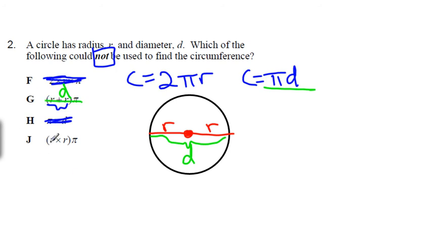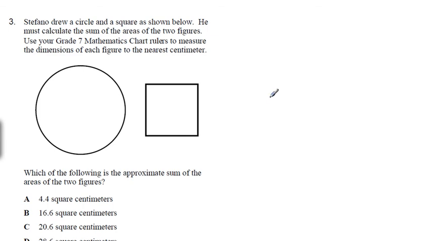So that leaves radius times radius. Well, another way to say that would be radius squared, and then times, put the pi on the other side. And hopefully that'll look familiar. That's not the formula for circumference, that's the formula for area. And we don't want that formula, so our answer is J. Okay, 2 down.